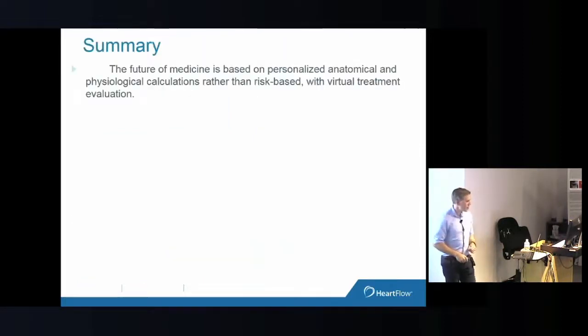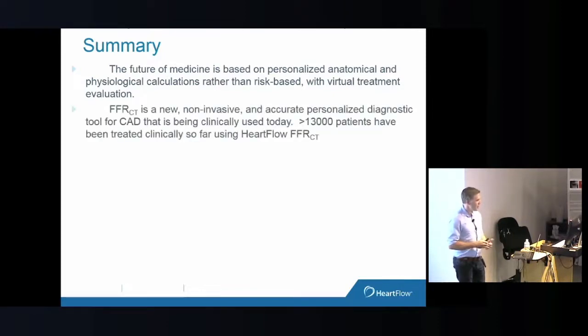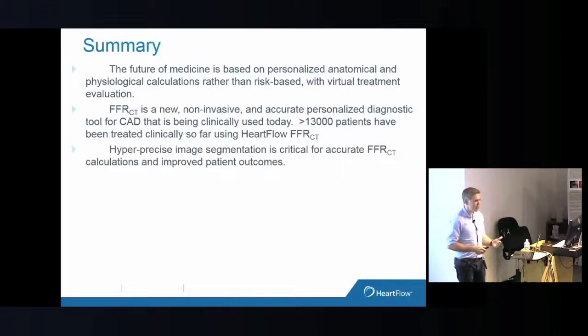So just to summarize, I really believe that the future of medicine is based on personalized anatomical physiological calculations rather than population risk-based analysis that we've had for a long time. FFRCT is a new non-invasive, accurate, personalized diagnostic for coronary artery disease. It's being used clinically today. Over 13,000 patients have had their clinical management impacted by a HeartFlow study. And hyper-precise image segmentation is critical for accurate FFRCT calculations and improved patient outcomes.